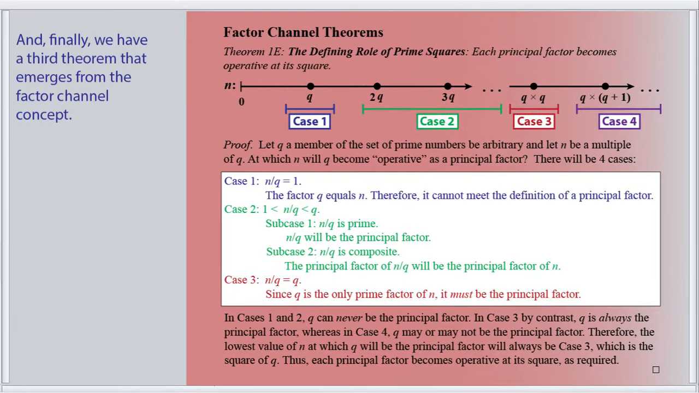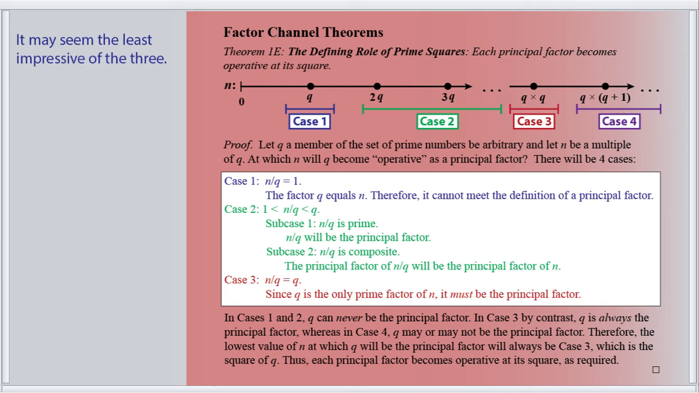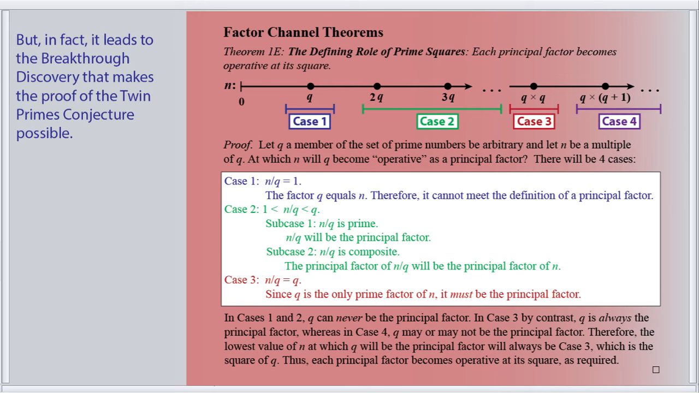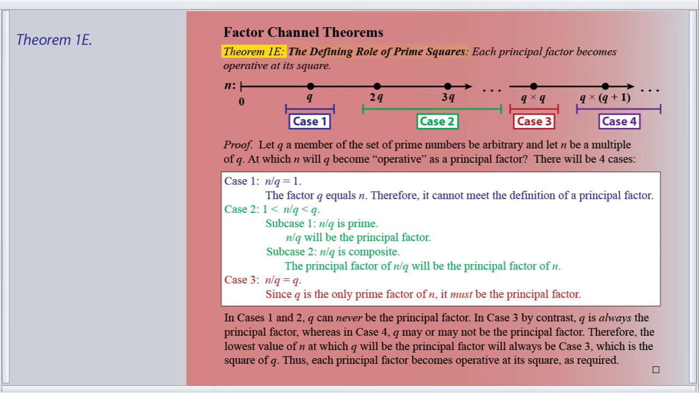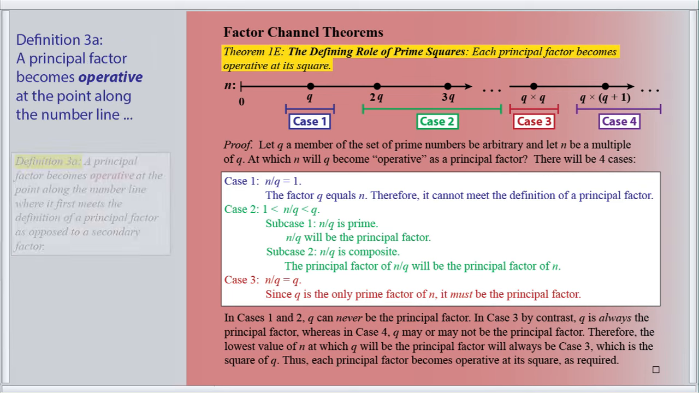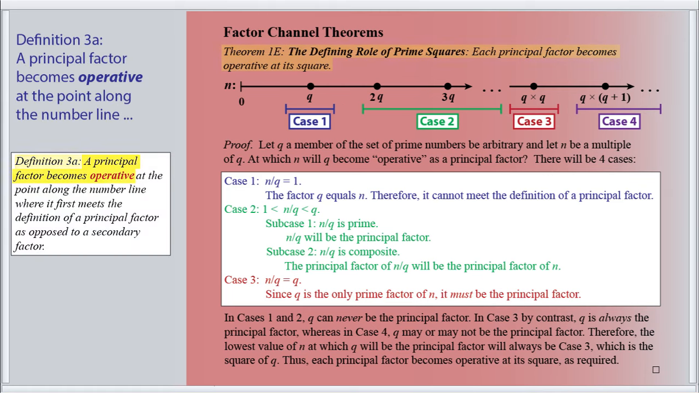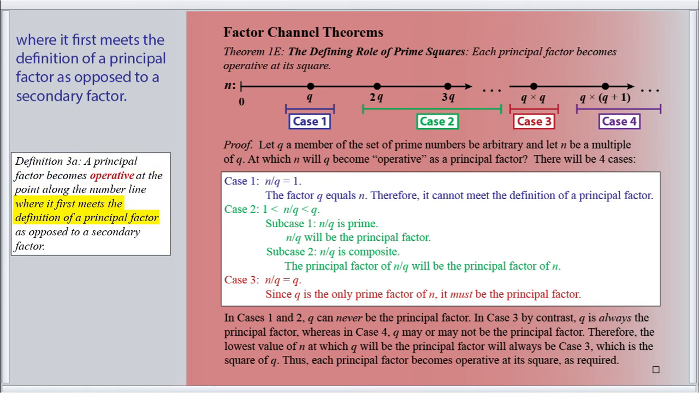And finally, we have a third theorem that emerges from the factor channel concept. It may seem the least impressive of the three, but in fact it leads to the breakthrough discovery that makes the proof of the twin primes conjecture possible. Theorem 1e. The defining role of prime squares. Each principal factor becomes operative at its square. Definition 3a. A principal factor becomes operative at the point along the number line where it first meets the definition of a principal factor as opposed to a secondary factor.